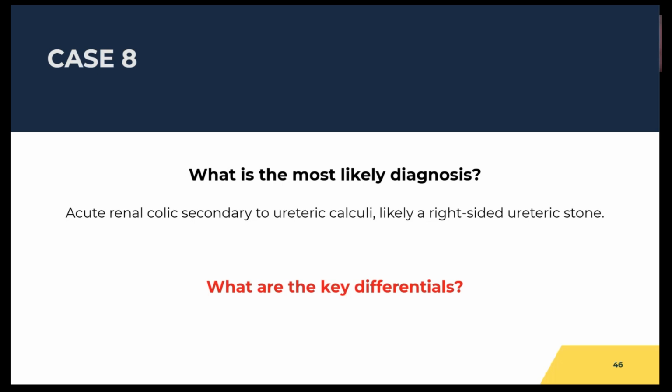So what are some key differentials that you want to include as well as rule out for this patient? Okay, pyelonephritis, good.